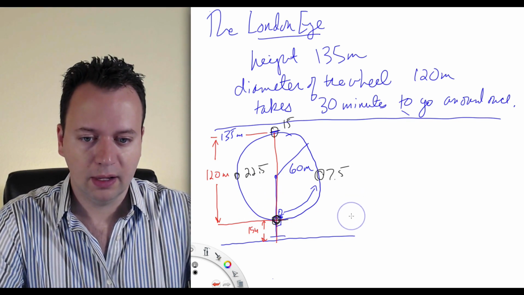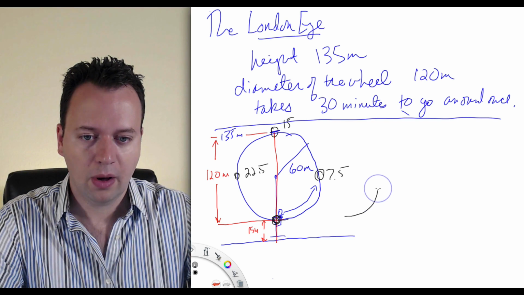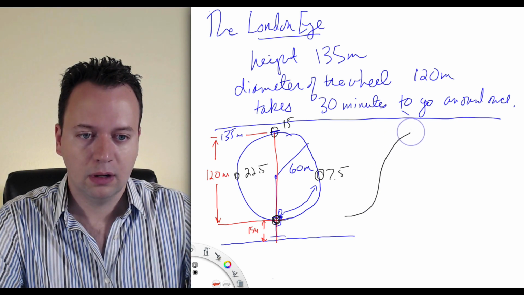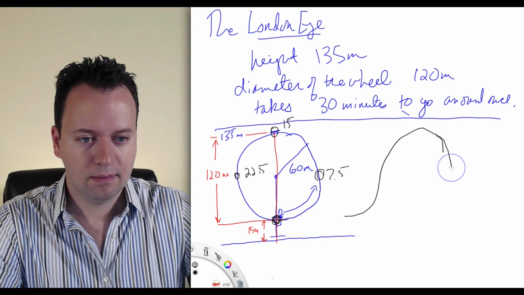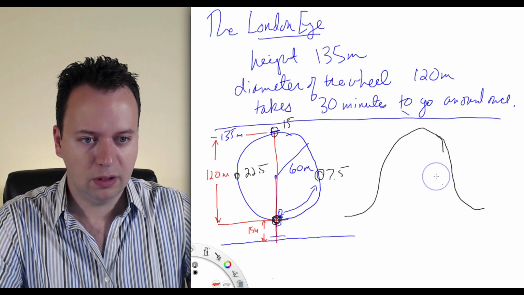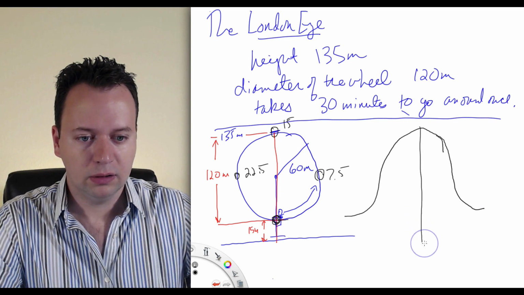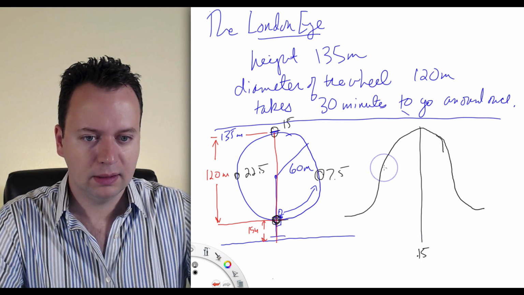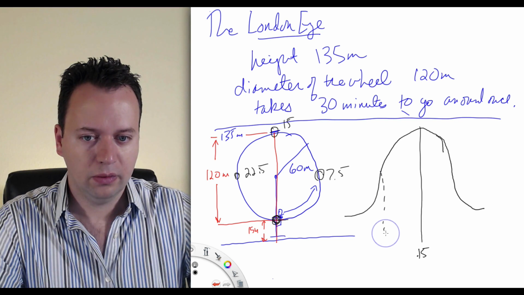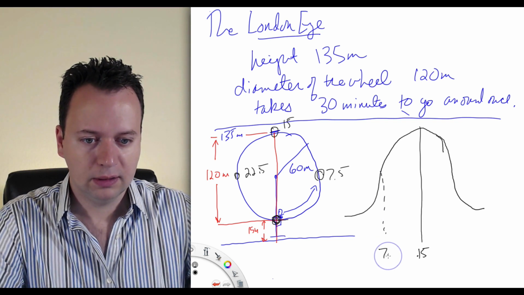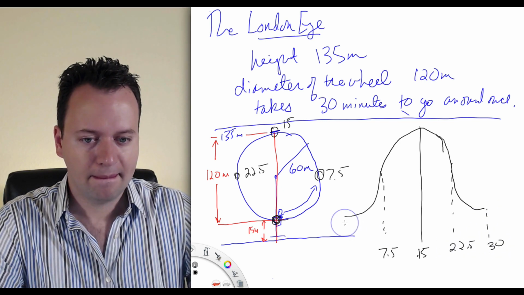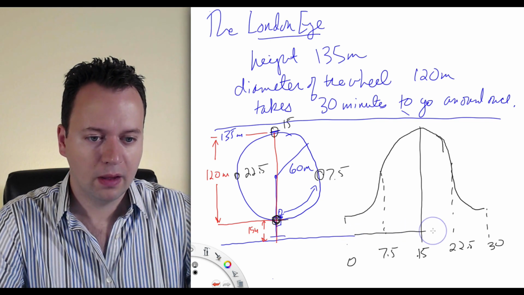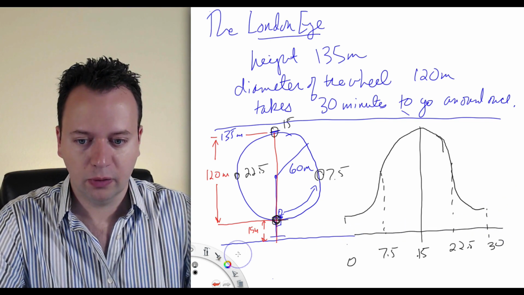So what will this look like? Well, we start at the bottom, we go up, we reach the top, we come down, and then we reach the bottom again. So the top will be at 15 minutes. Right here will be about 7.5 minutes, 22.5, and 30. So this is approximately what the function will look like.